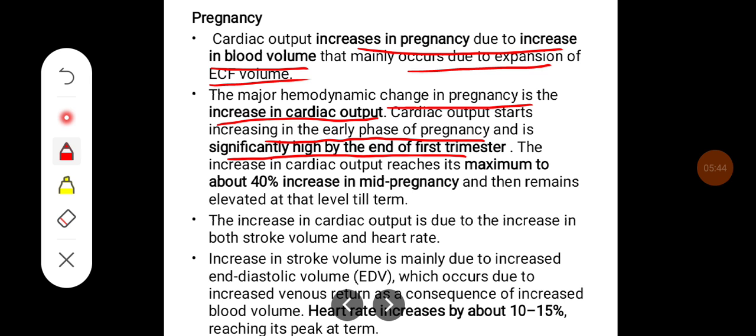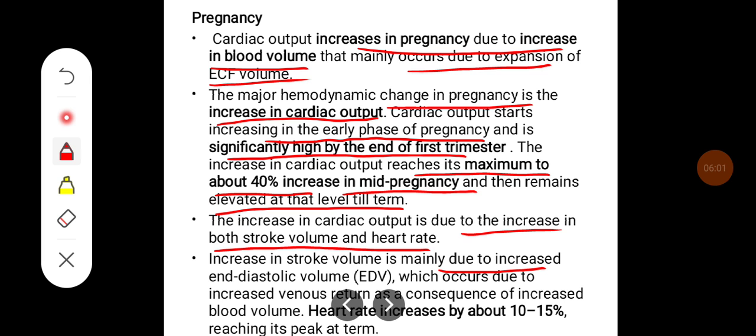The increase in cardiac output reaches its maximum to about 40% increase in mid-pregnancy and then remains elevated at that level till term. The increase in cardiac output is due to increase in both stroke volume and heart rate. Increase in stroke volume is mainly due to increased end diastolic volume, which occurs due to increased venous return as a consequence of increased blood volume. Heart rate increases by about 10 to 15%, reaching its peak at term.